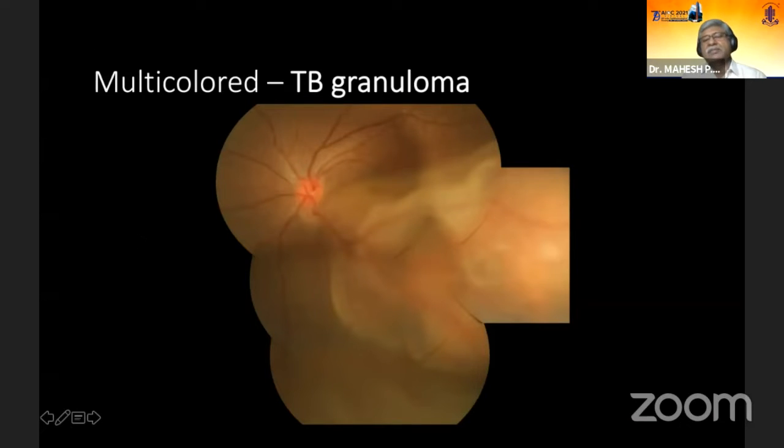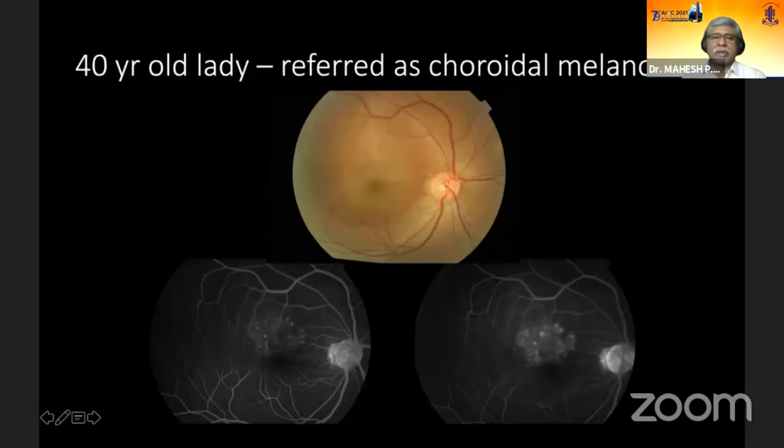When the mass is multicolored, some part of it can be white, which is abscess, some part of it is orange, some part of it is gray, it is usually a granuloma, a tubercular granuloma. So this kid had a tubercular granuloma. Now there's a 40-year-old lady who was referred as choroidal melanoma. We see a pocket of subretinal fluid and a gray colored mass here.